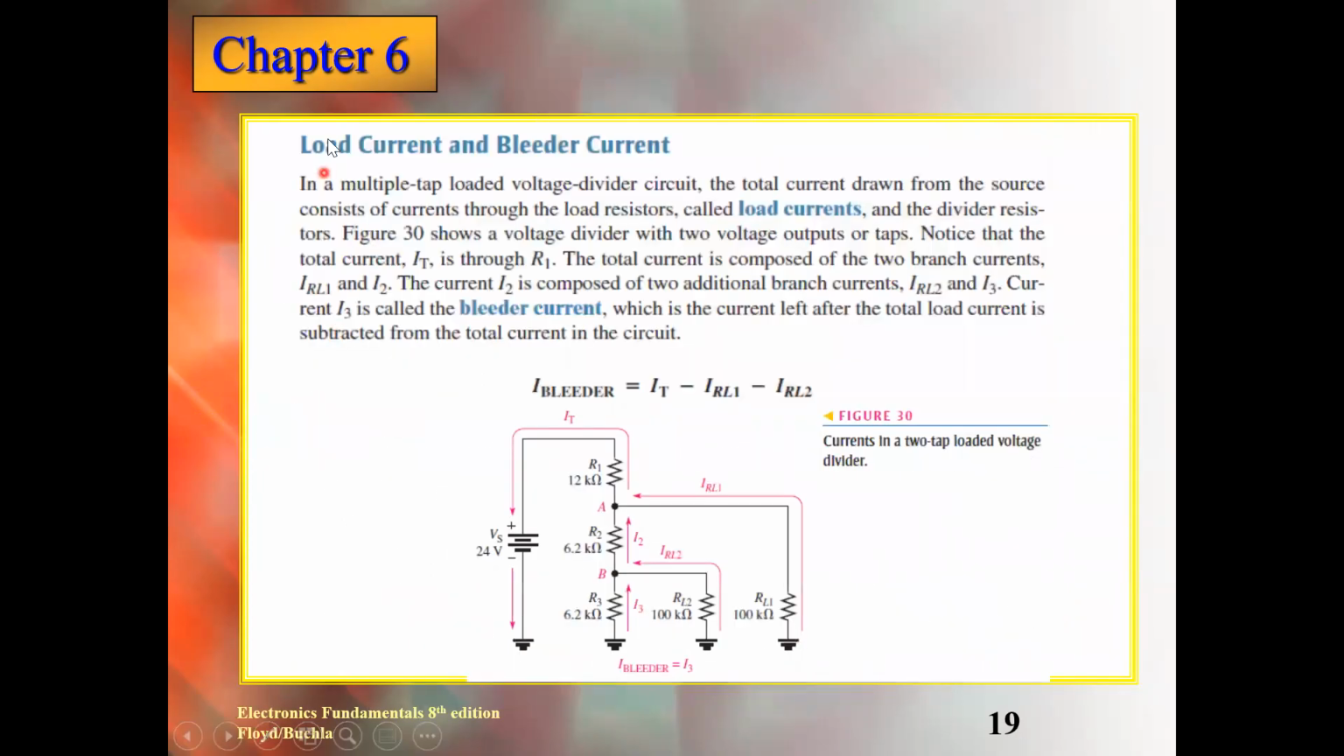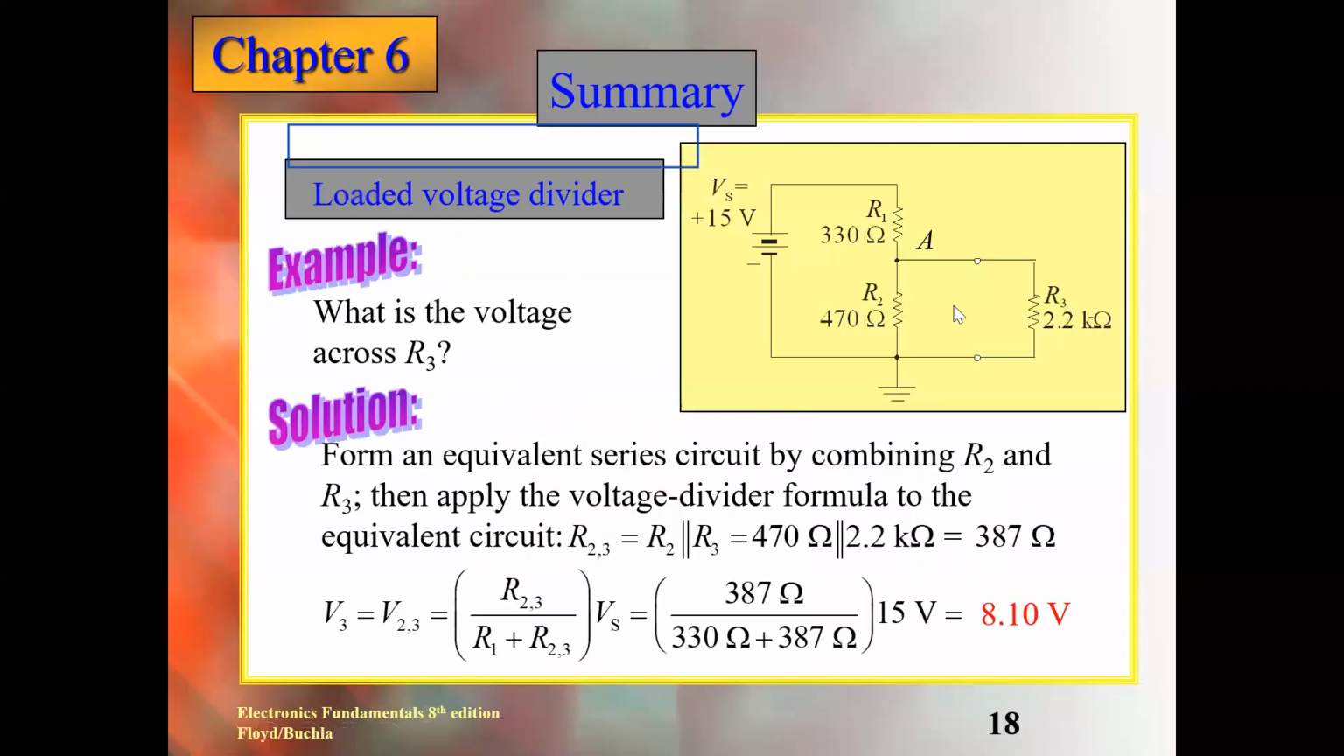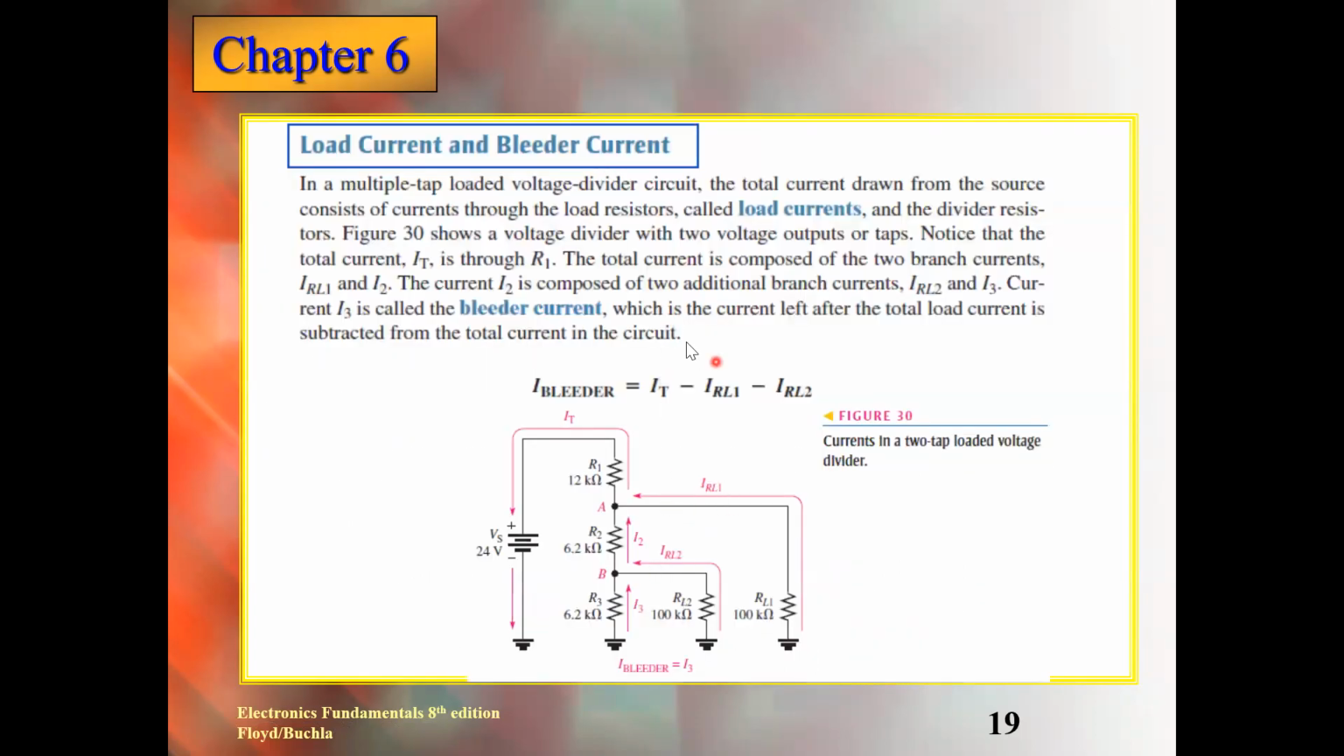Next thing, load current and bleeder current. Now, what is this load current and bleeder current? In the previous example, we have seen that when the load is connected, the circuit becomes basically a combinational circuit. But in this example, we have two loads. If you look closely, one load is here, at the tapping, and one more load is here.